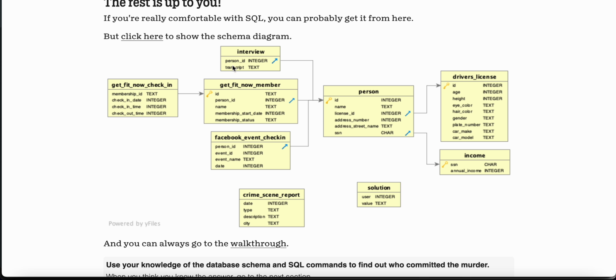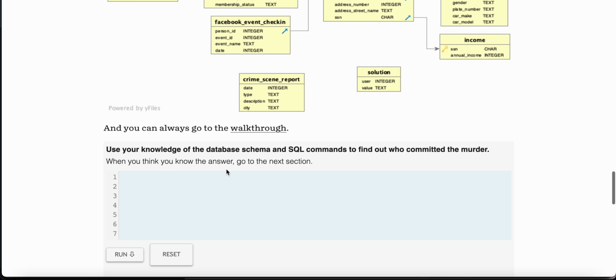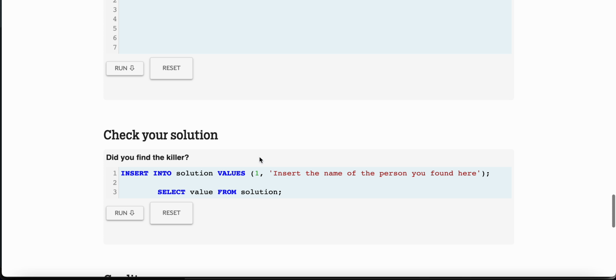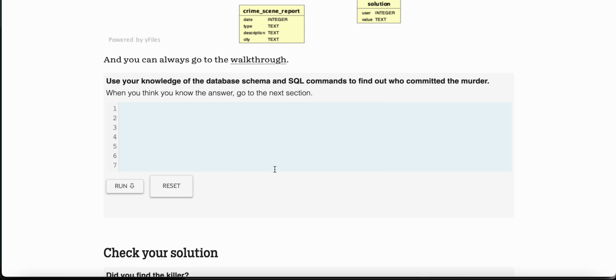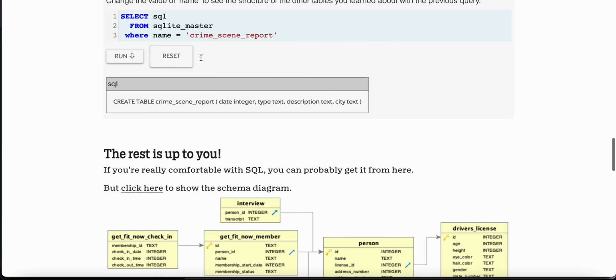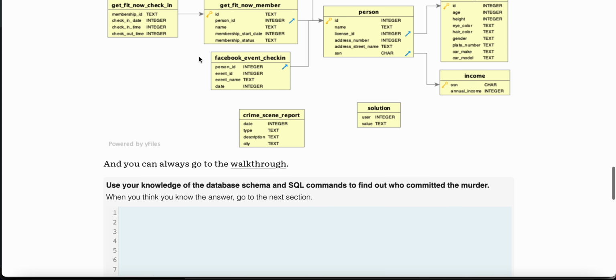Now this is what is given, but we don't know anything there. Again, you can always go back to the walkthrough. So use your knowledge of the database schema and SQL commands to find out who committed the murder. When you think you know the answer, go to the next section, which is the solution, to check your answer. So this is what is given to us first. So all right, let's try this here.